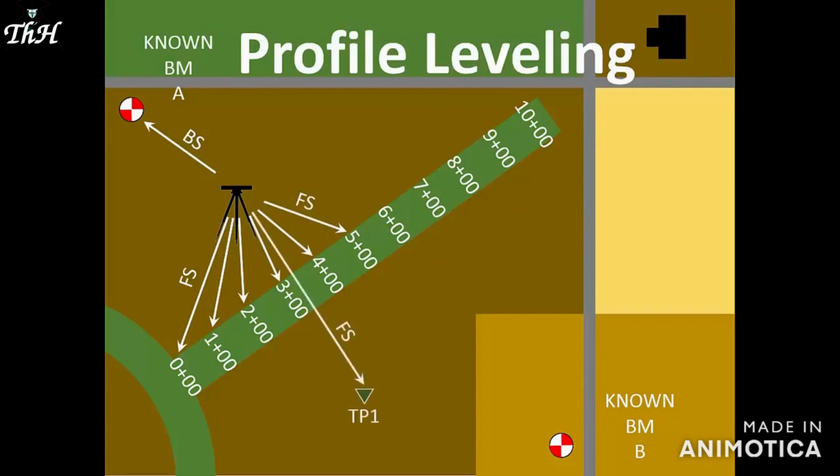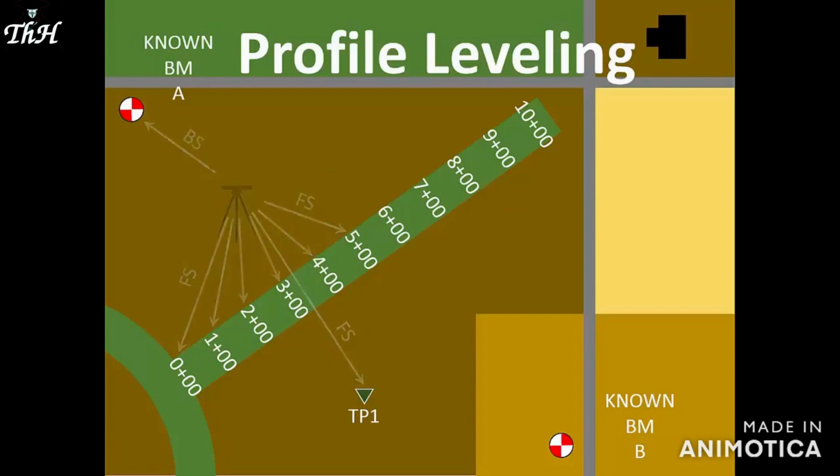foresight there. Remember that in benchmark leveling, for every instrument setup, there is one backsight reading and one foresight reading. However, in profile leveling, for every instrument setup, there is still only one backsight reading, but there can be several foresight readings, as you see here. This is the primary difference between benchmark leveling and profile leveling.